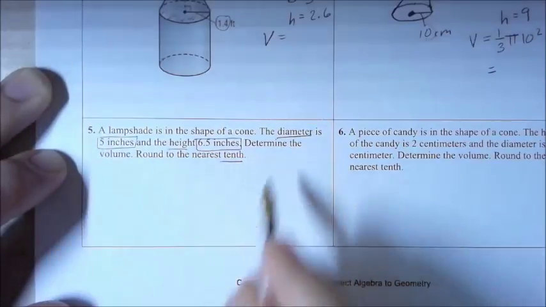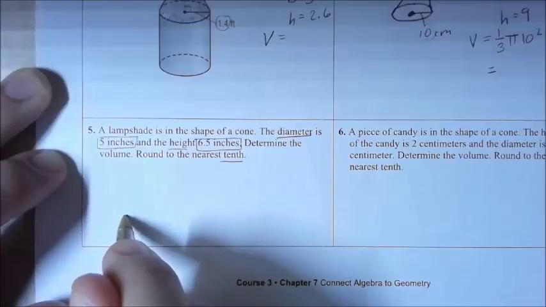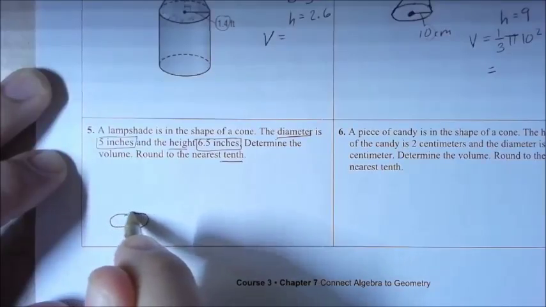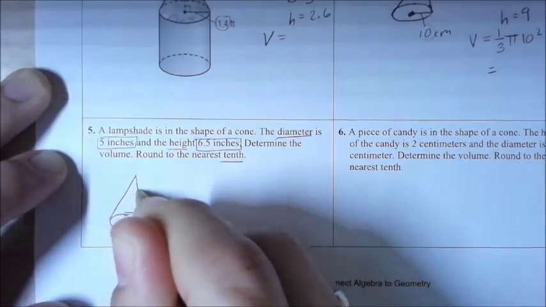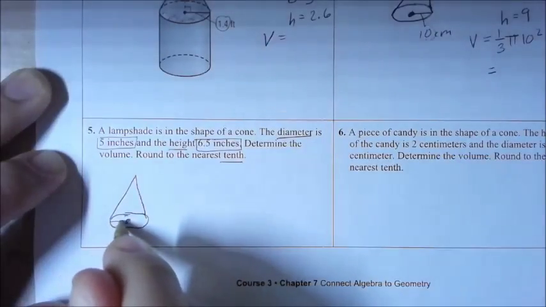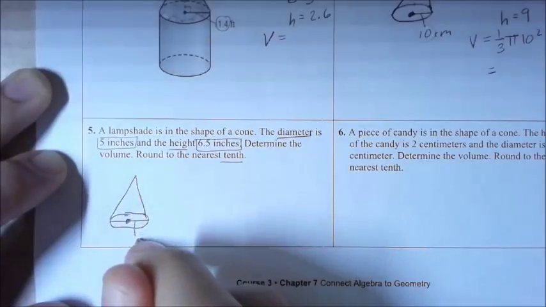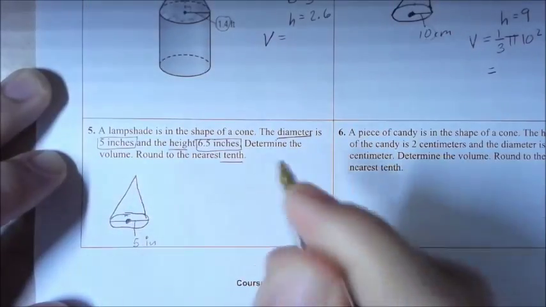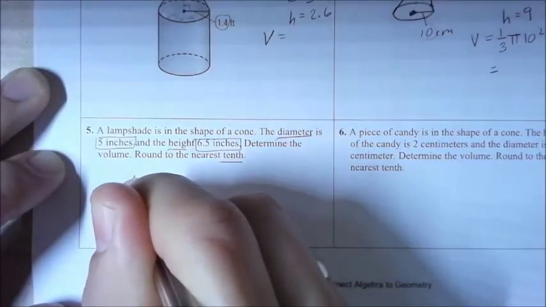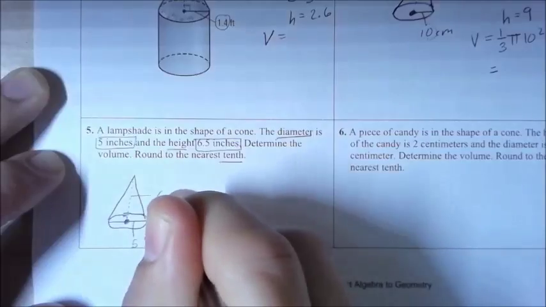Okay, well, that's step 1. We underline and we box our information. Step 2 is we're going to draw it. So the lampshade looks like a cone. The diameter, remember diameter goes all the way across, is 5 inches. So that diameter is 5 inches. And the height from the base to the top of this shape is 6.5 inches.